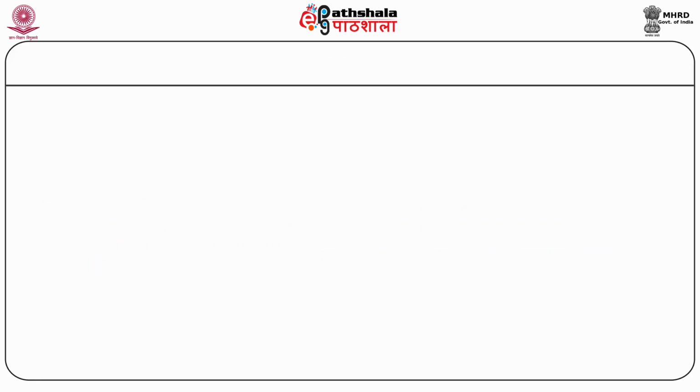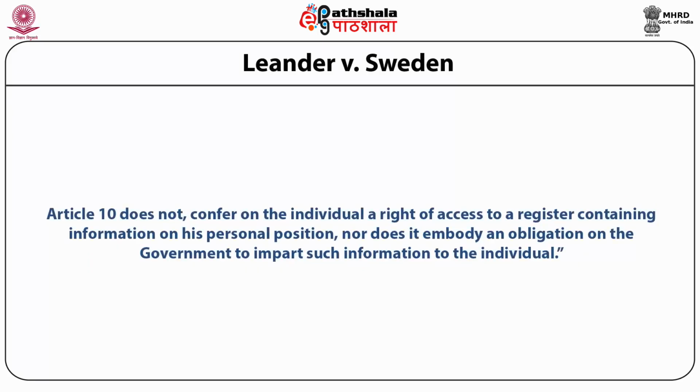Article 10 does not confer on the individual a right of access to a register containing information in his personal possession, nor does it embody an obligation on the government to impart such information to the individual. That's what they say in Leander v. Sweden, straightforward enough.